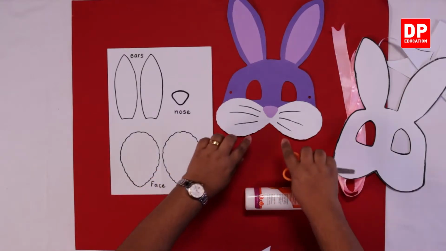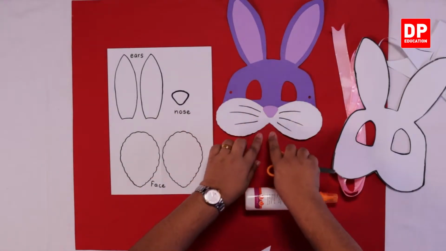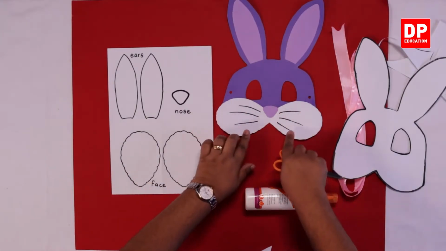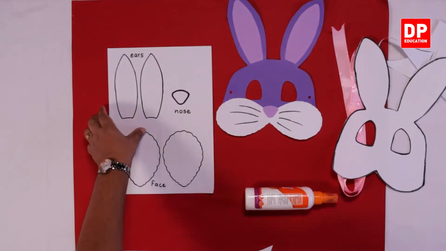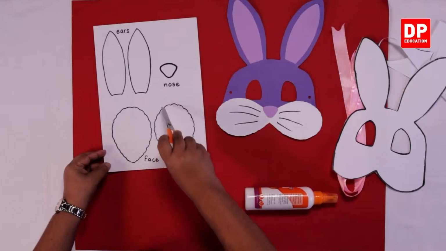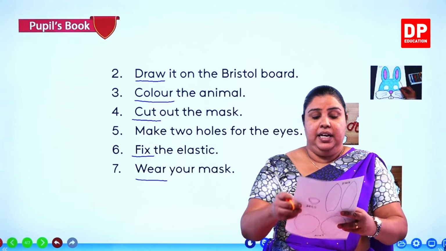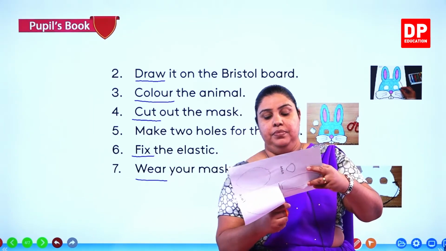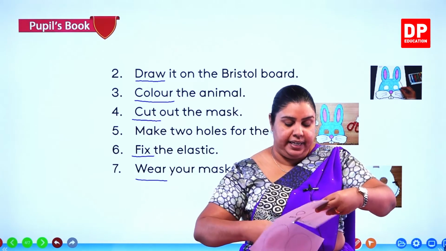This is the face. You have to make 2 parts like this. You have to cut out 2 parts and then you can paste it on either sides like this. So I'm going to just show you how to do it. You have to cut it right round all these shapes. First we will cut out the ears. We will cut the ears like this.